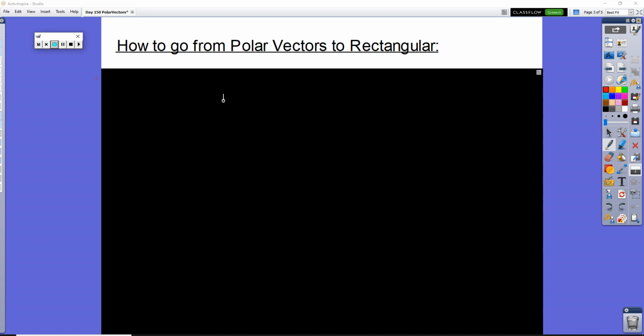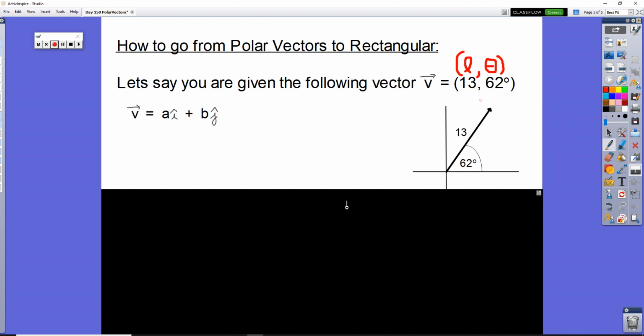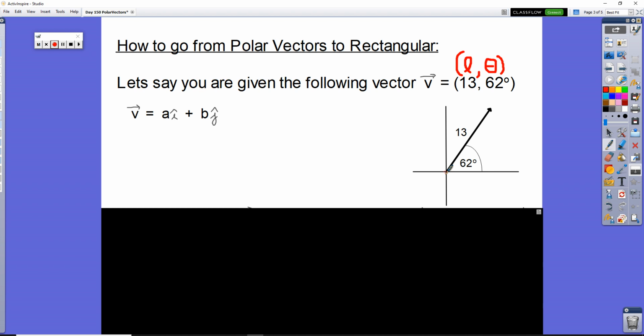rectangular vectors. Let's say somebody gives you the following vector, vector v equals 13, 62. First thing you want to do is recognize right away that this is a polar vector. They're giving you the total length of travel, L, followed by a comma, followed by the directional angle that we're supposed to be rotating at. So 13 is my L, and 62 is my directional angle. We can even draw this picture out. So we want to travel a total of 13 units at an angle of 62 degrees from the x-axis. So here's your picture right here for this vector.